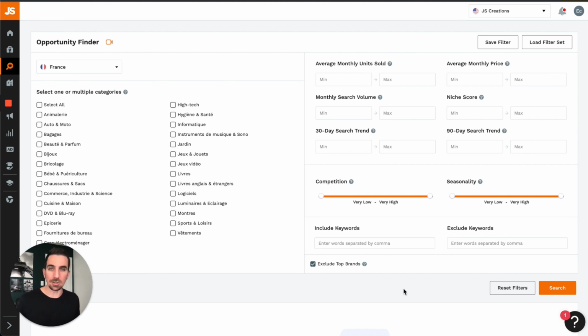What I really like about Jungle Scout though is that they have so much more beyond product research, and you can use their multiple product research tools together to get a nice holistic view of the products currently selling on Amazon that might be good opportunities for you.